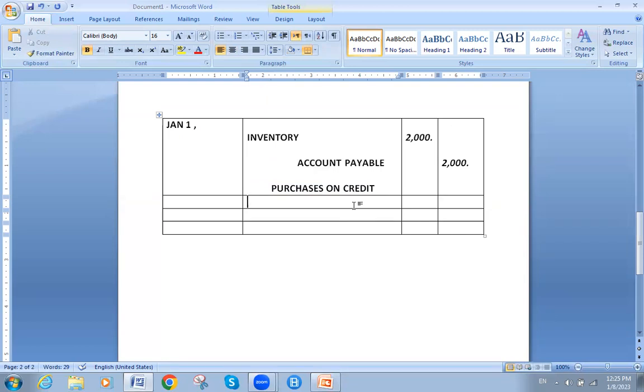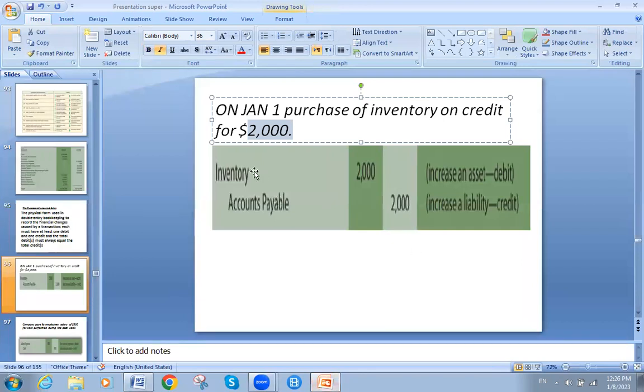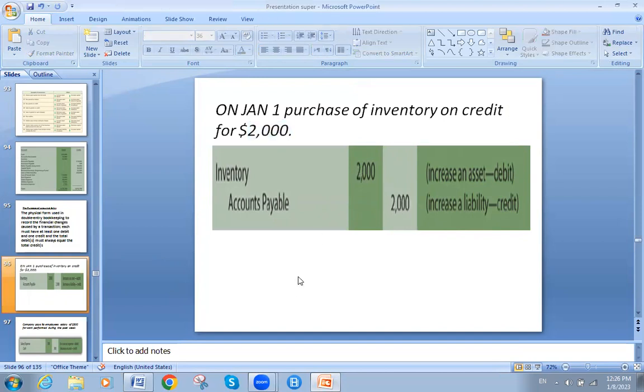Okay. So now we know when I buy on credits, what I will do. This is the inventory into the accounts payable. And we will say a small declaration here, purchases on credit. The reason why, because the inventory is an asset. And you know from the start itself, we said increases in assets are debits. And accounts payable is an increase in the liabilities. So this is credits. So it's why I did it that way.